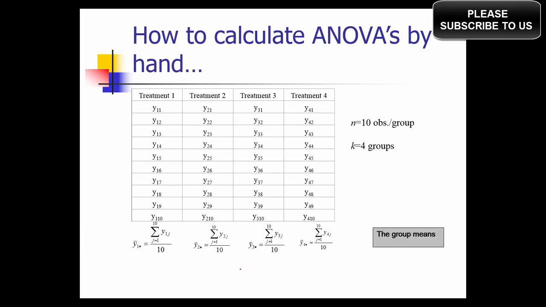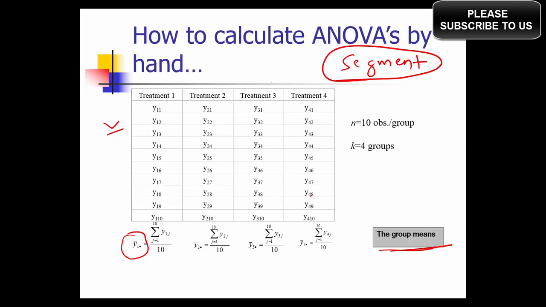The first step is that we will calculate the group means, and we will call that y bar 1 dot. We have observations, and we have 4 treatments, that means segments. Segment is something that we were calling treatment. That means the data is from the same population, except that the samples collected from these populations are different. So these are sample 1, sample 2, sample 3 and sample 4.